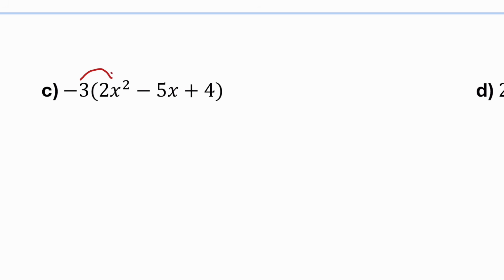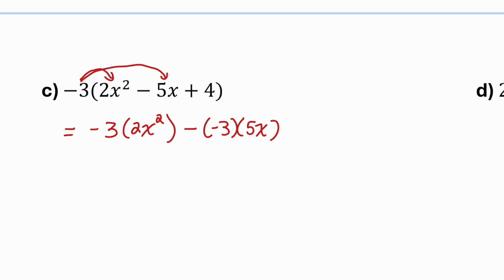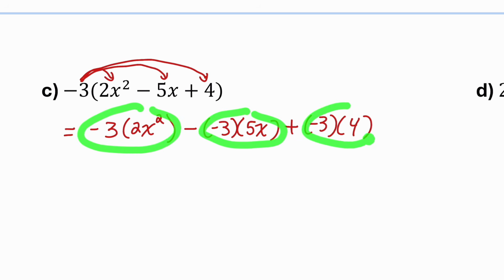So I'll do negative 3 times 2x squared. Then I'll keep the operation, so minus. Then negative 3 times 5x. Keep the operation of plus. And then negative 3 times 4. And now all 3 of the terms I have here can be simplified.